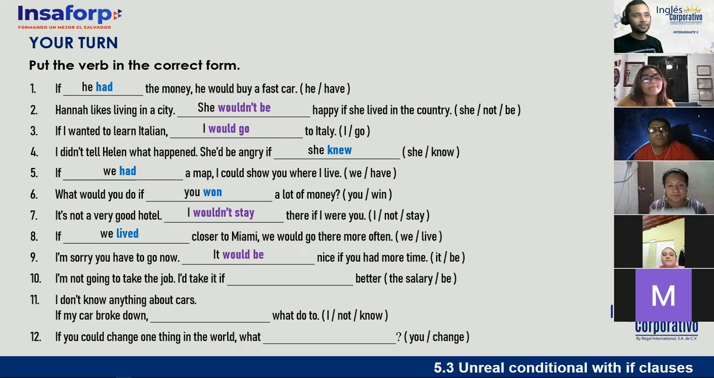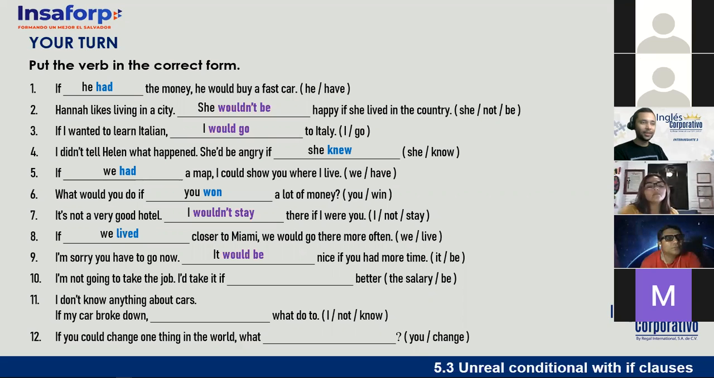Volunteer. No volunteers. Number 10. Show me, show me. Natalie, and then Alejandra for number 11.